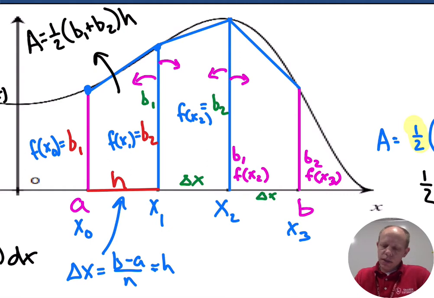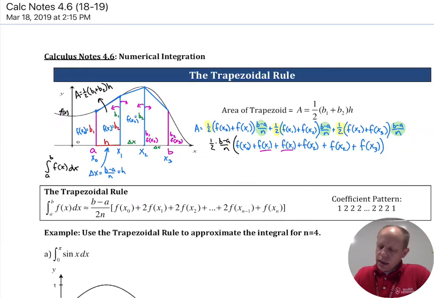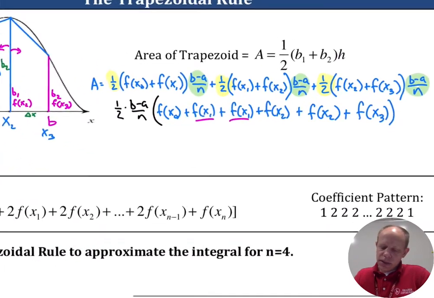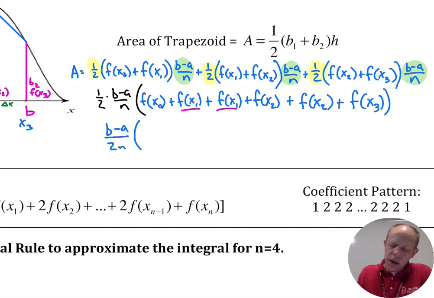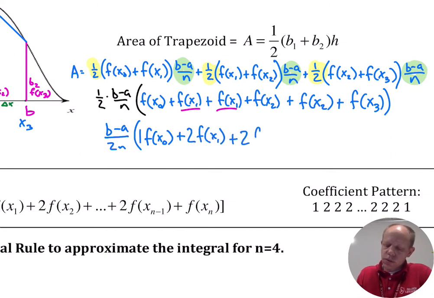But you'll notice on the outsides here, the f at x sub 0 and the f at x sub 3, that length is only going to be used in one trapezoid. And so when we add all this together, we're going to get (b minus a) over 2n times 1 f at x sub 0 plus 2 f at x sub 1 plus 2 f at x sub 2, and then plus only 1 f at x sub 3.